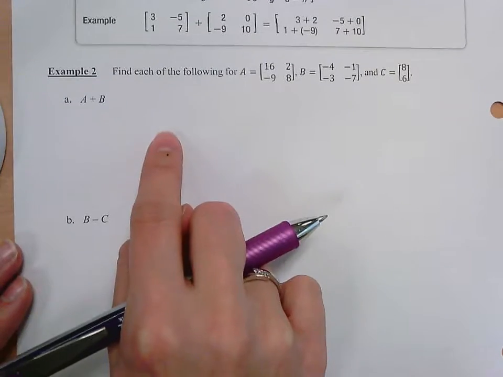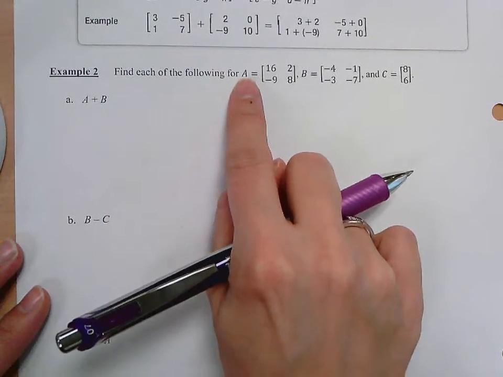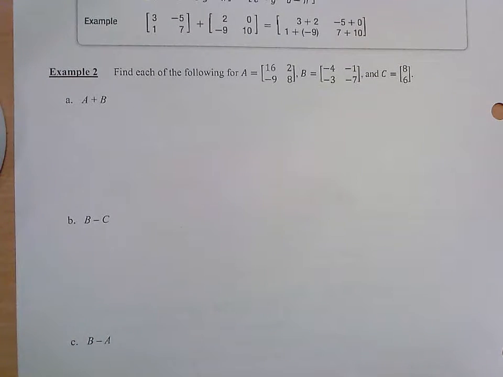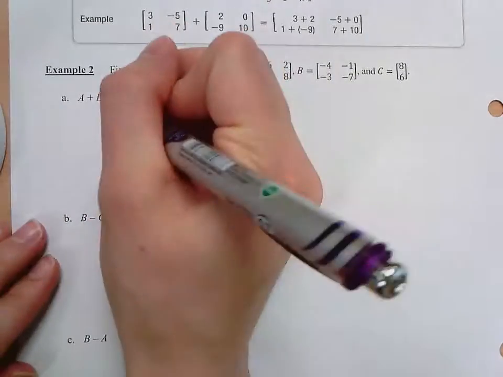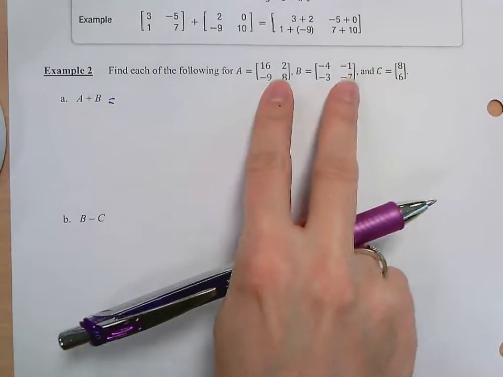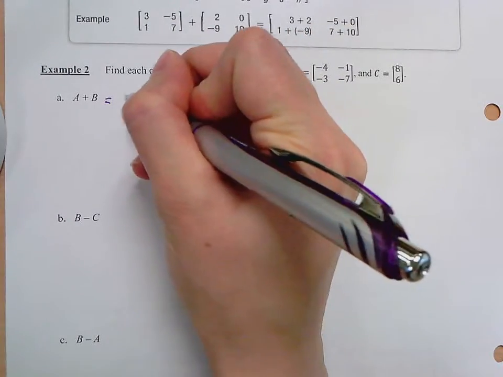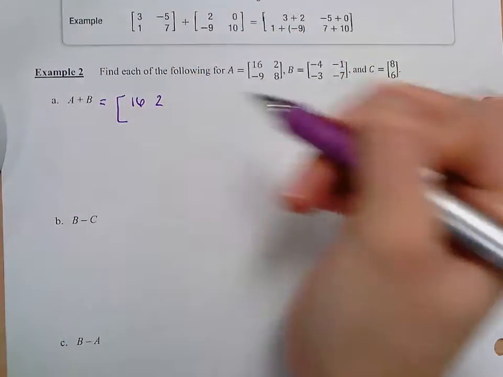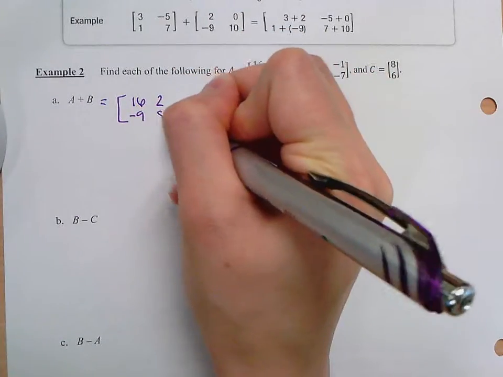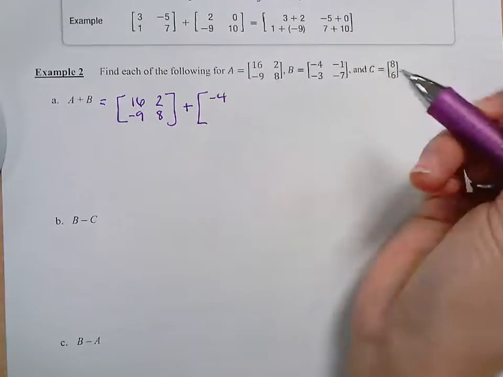So if we were to look at example 2, there's 3 under here. It says find each of the following, and it gives 3 matrices A, B, and C. And A wants us to add A plus B. So first, I know they're right there, and again, you working through this on your own might not need to do this. I'm just going to rewrite the matrices here. So matrix A, I'll write down plus matrix B.